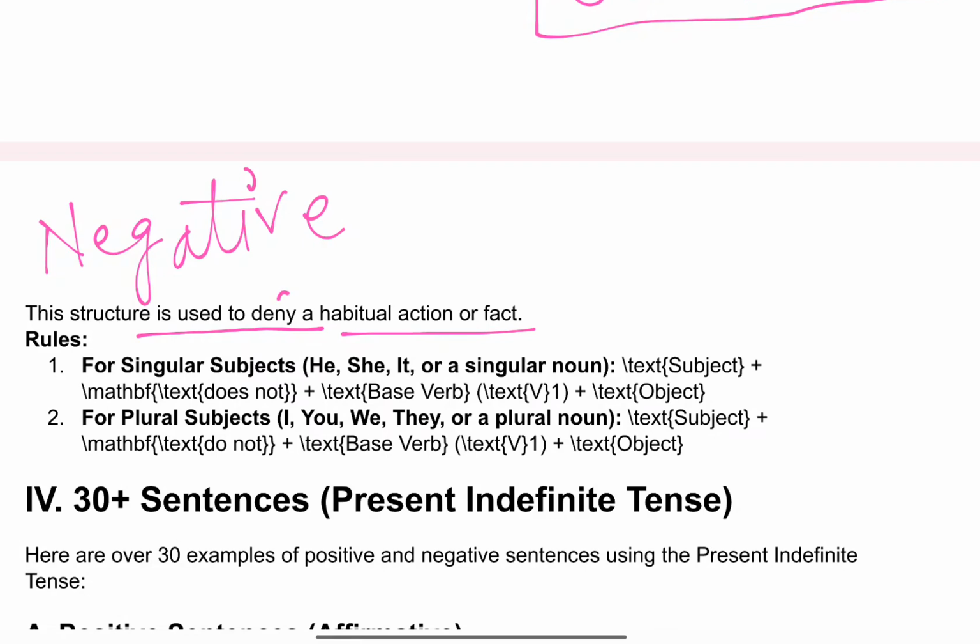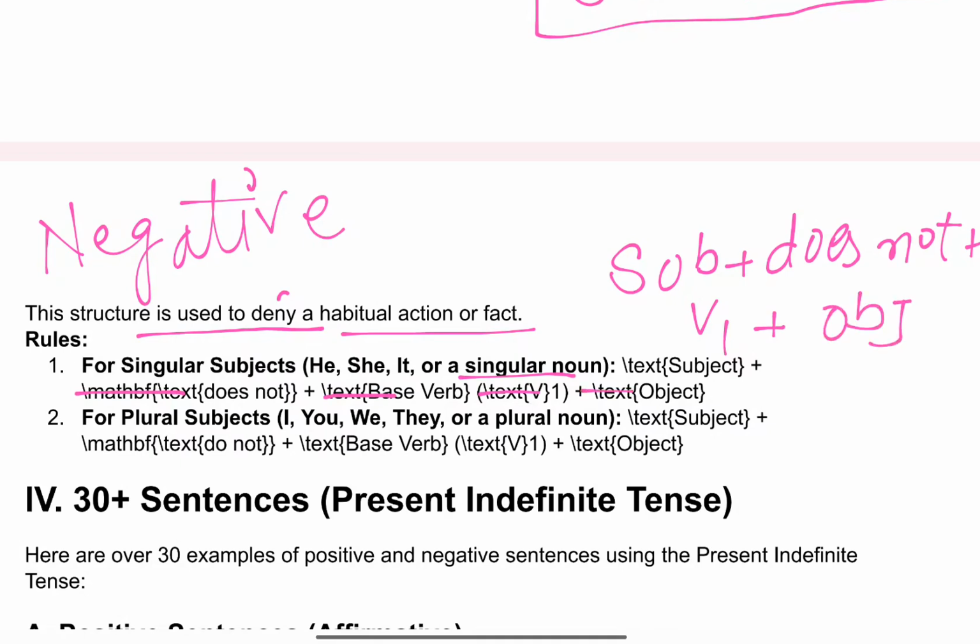Negative rule for singular subject: he, she, it are singular nouns. Firstly, subject plus does not plus verb first form plus object.